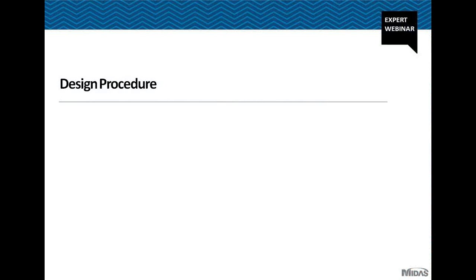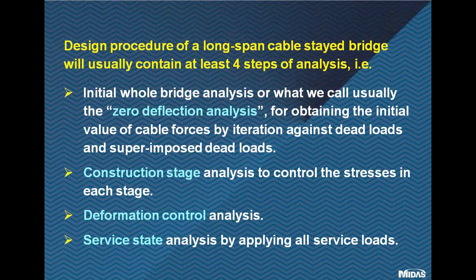Regarding the design procedure, particularly for a long span bridge, it will usually contain at least 4 steps of analysis. First step is the initial whole bridge analysis, or what we call usually the zero deflection analysis, for obtaining the initial value of cable forces by iteration against dead loads and superimposed dead loads.